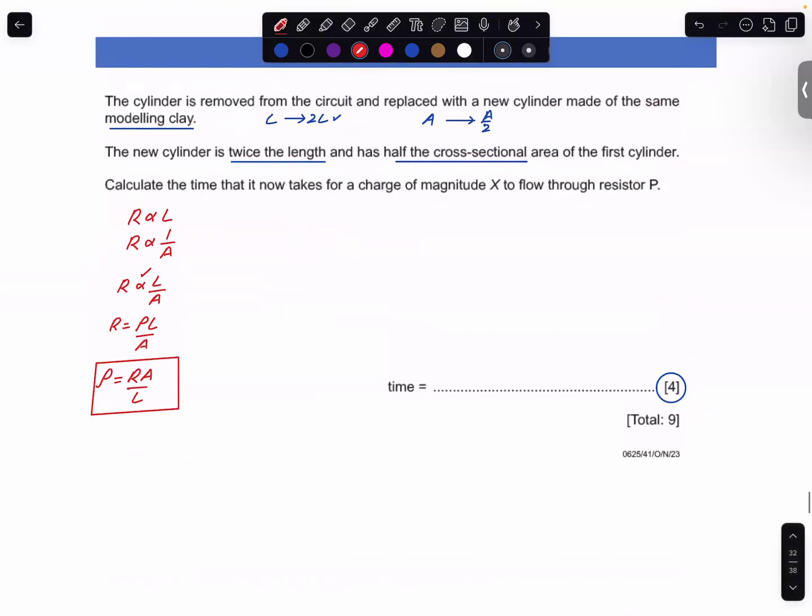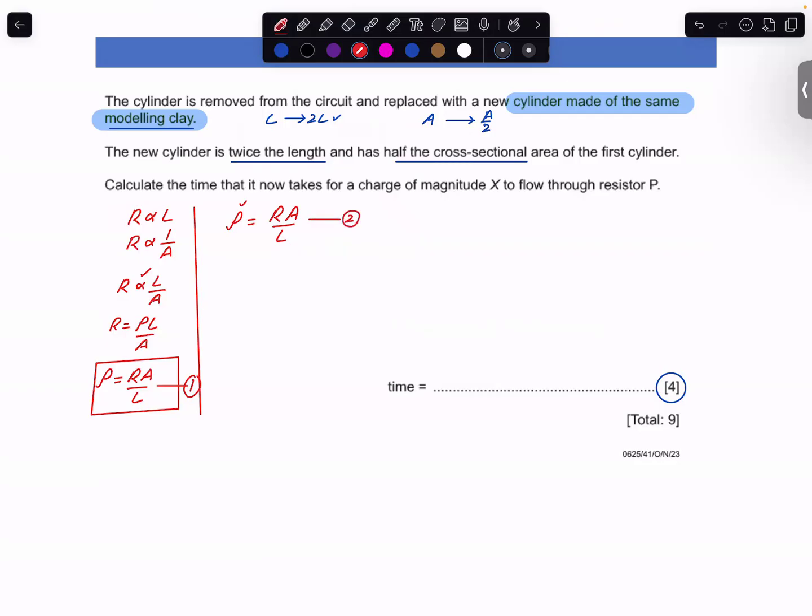After making a change, it's very clearly mentioned in the question that the new cylinder is made up of the same modeling clay. It means its resistivity is the same because the material is the same. So for the new cylinder, I mark this equation as equation number one, and for the new cylinder the equation can be written as resistivity is equal to RA over L. Because its material is the same, resistivity will be the same.